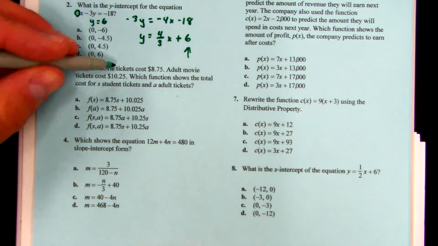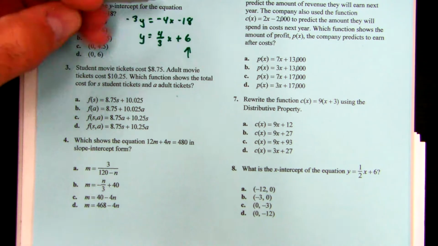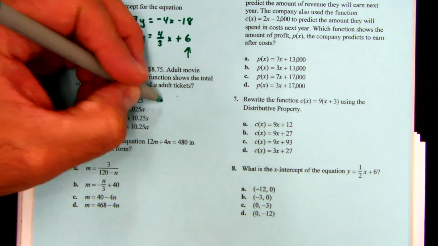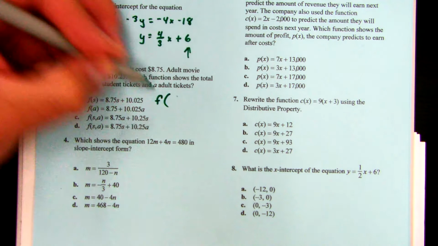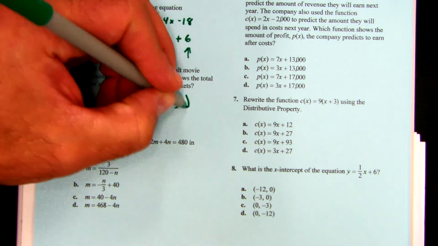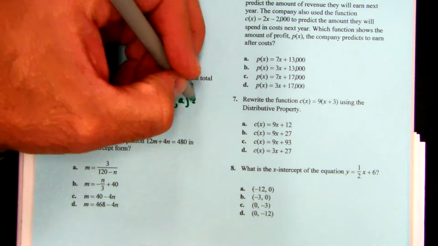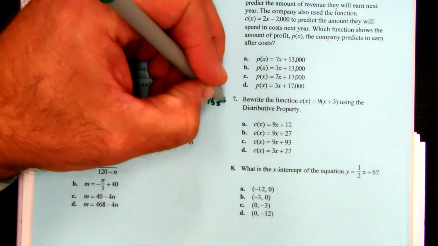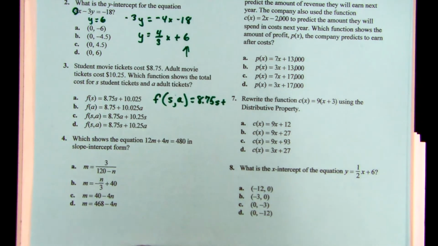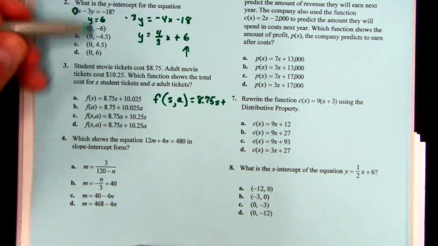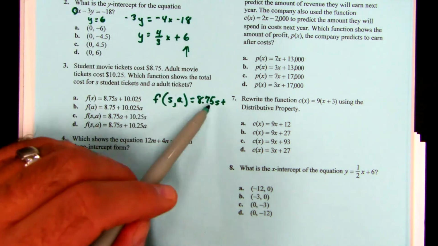It says movie tickets cost $8.75. An adult movie ticket costs $10.25. Okay, so that means we would have the F, and depending on which we put first, so if I went student to adult equals, and then it would be $8.75 S plus, correct, $10.25 A. Okay, student and adult. Problem 4.